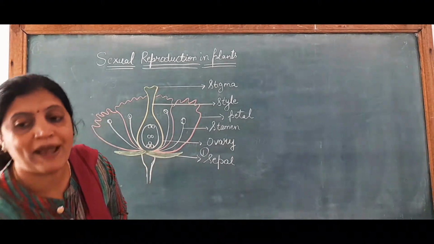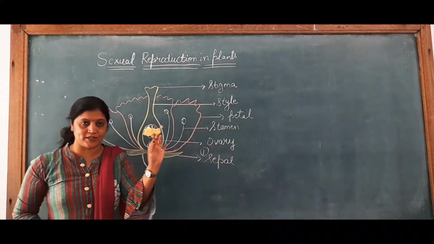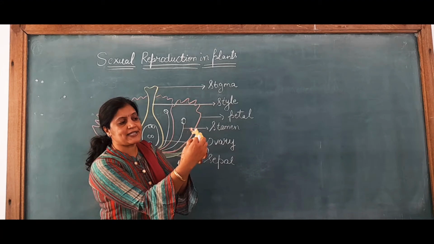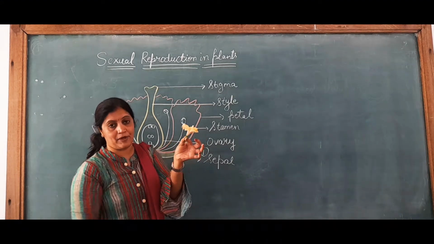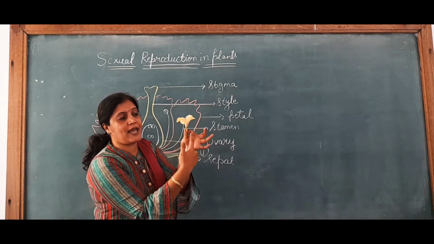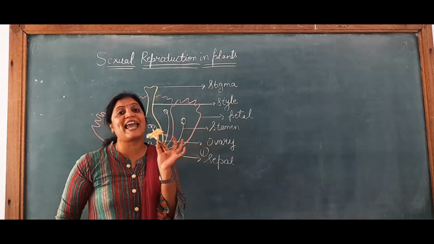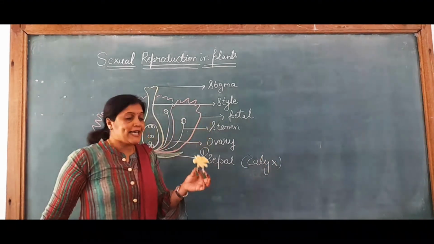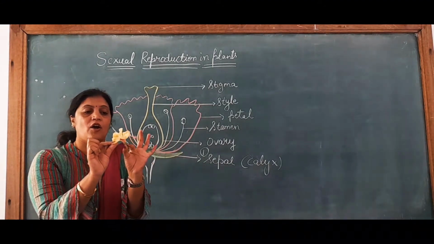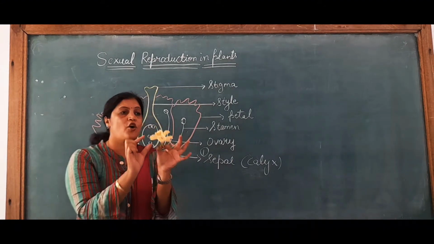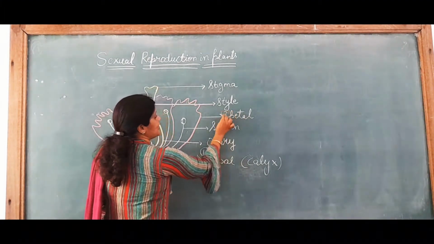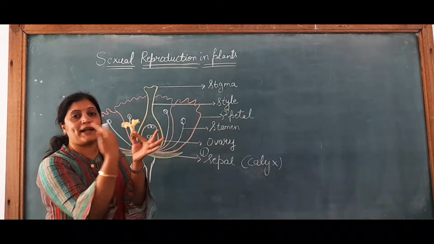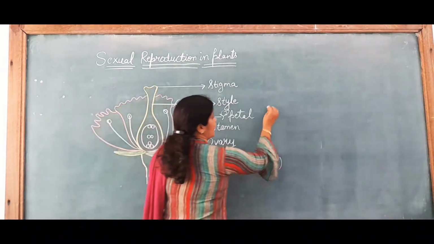I will explain by giving an example. This is a China rose, meaning hibiscus. This green part is the sepal. Collectively, all this sepal circle is called the calyx. Second, the colored part of the flower, which is called petals. So the second part is petals, and collectively this petals part is known as the corolla.